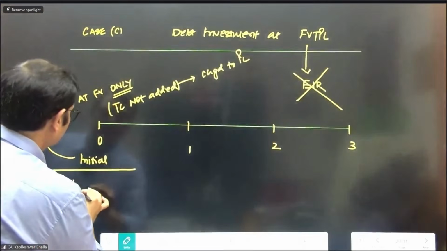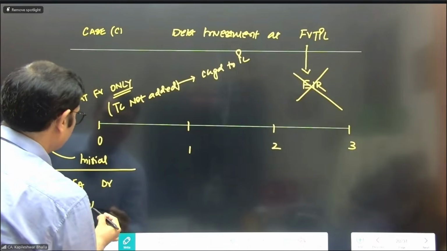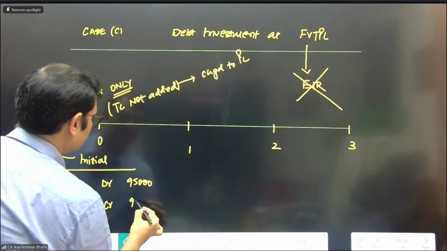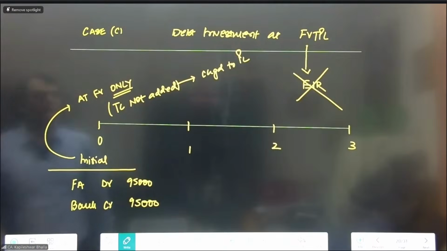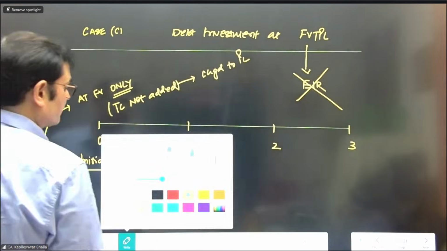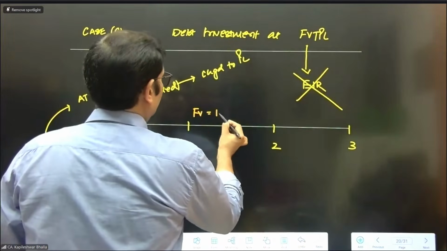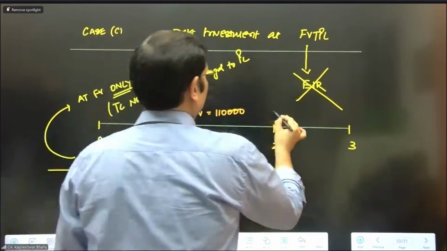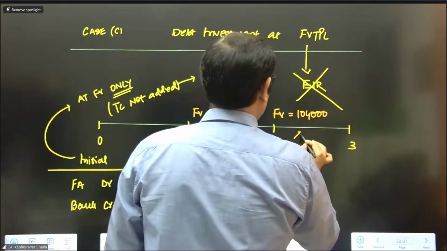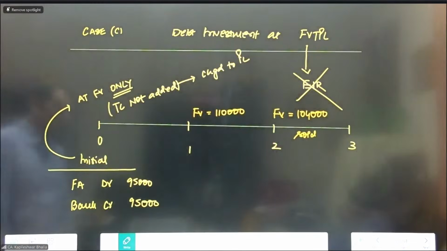So the initial entry is financial asset gets a debit and bank gets a credit, and this will be at the fair value, that is 95,000. The transaction cost is not added on the initial recognition. Next, we know the fair value at the end of the year is 1,10,000. The fair value at this stage is 1,04,000. And I'm given the instruction that it is sold at the end of the second year.